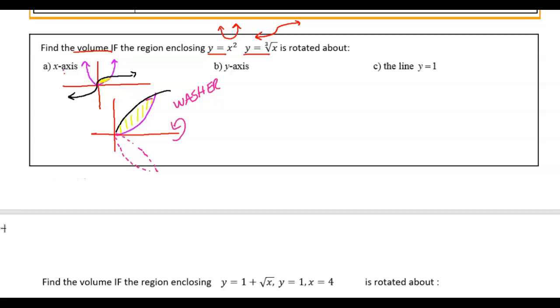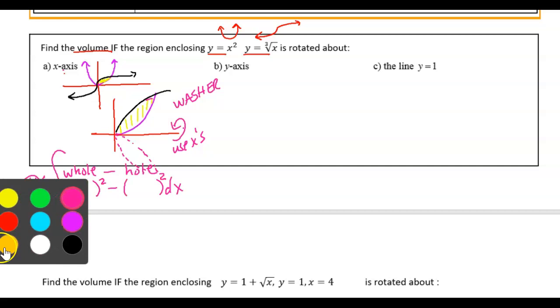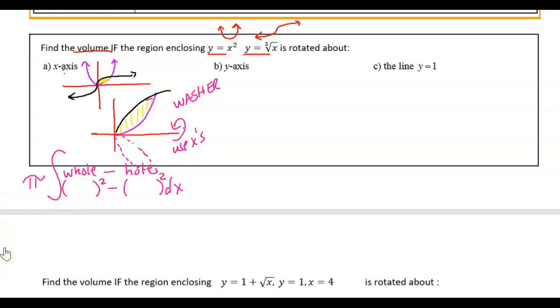Okay. So if that's a washer, I'm going to set up its pi. Everybody forgets pi. We can do it in one integral. And if it's around the x-axis, we're going to use x's. Okay. So dx. So I'm thinking of whole minus whole. So something squared minus something squared. Okay, get it all set up so you know like, oh, I know I need to know more.